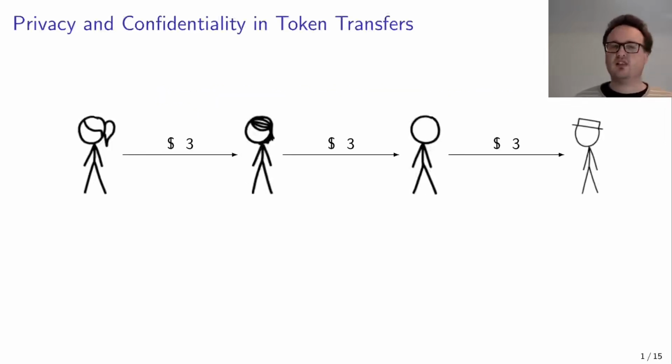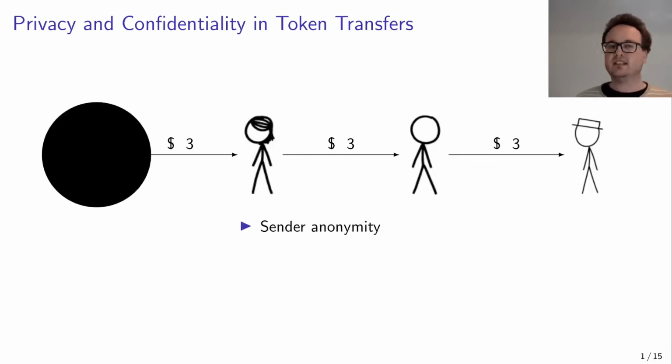So let's have a look at private and confidential token transfers. Let's assume that we have a setting with 4 participants where Ponytail transfers $3 to Megan, Megan transfers $3 to Cueball, and then Cueball transfers $3 to Whitehead. For our consideration, we look at the privacy from the view of Megan.